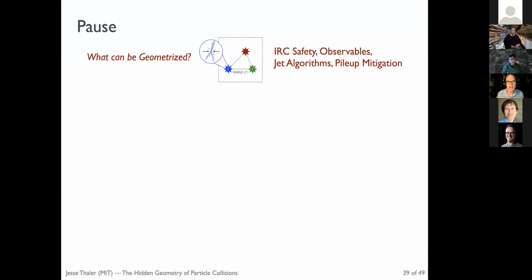Okay, so what can be geometrized? Infrared and collinear safety, observables, jet algorithms, pileup mitigation, they all turn out to have a geometric representation. And I also told you about event isotropy, which is a new observable that was inspired by this geometric picture.